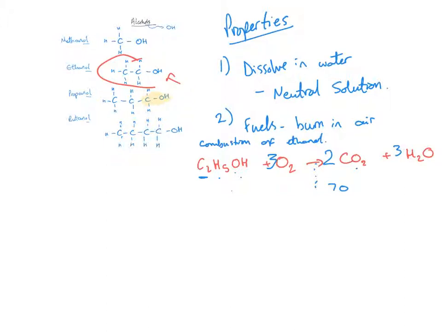The final property you need to know about alcohols is that they can react with sodium, and the gas that they produce is hydrogen. So if you react an alcohol plus sodium, one of the products you get is hydrogen gas.